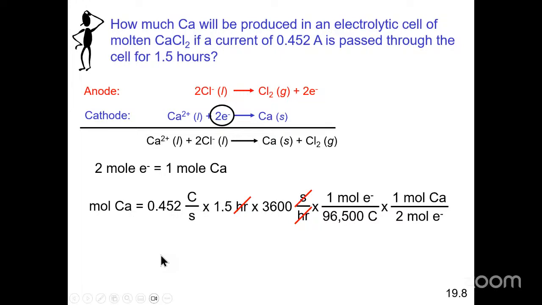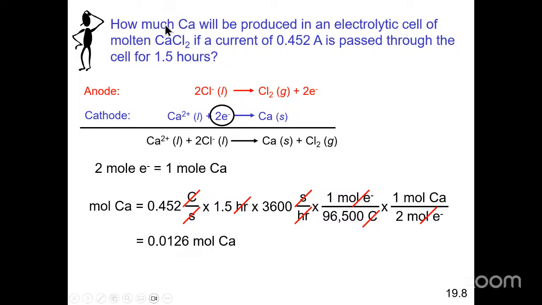The second units will cancel out there and there. The coulomb units will cancel out there and there. The mole of electrons units will cancel out there and there. And you'll be left with the moles of calcium, which would be this when you do the number crunching. Now, the question didn't specify whether or not you should express the amount in grams or moles. So this would be correct as far as I'm concerned.